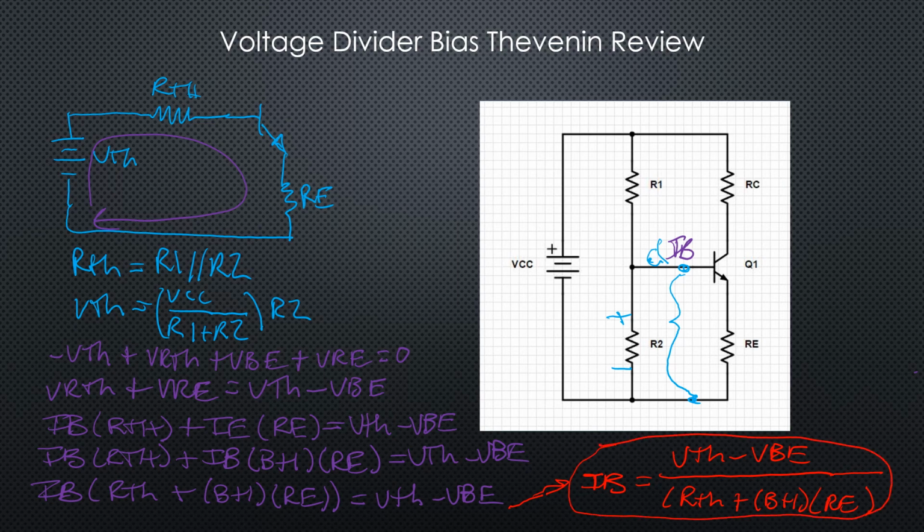So the next thing you want to check when you're doing Thevenin analysis, because Thevenin is based on a theorem, you want to make sure that your IR2, here's your IR2 right here, is at least 10 times bigger than your IB. If you make sure that your IR2 is 10 times bigger than IB, you're good to go. Now you can go ahead and solve for all your voltages and your DC load line.